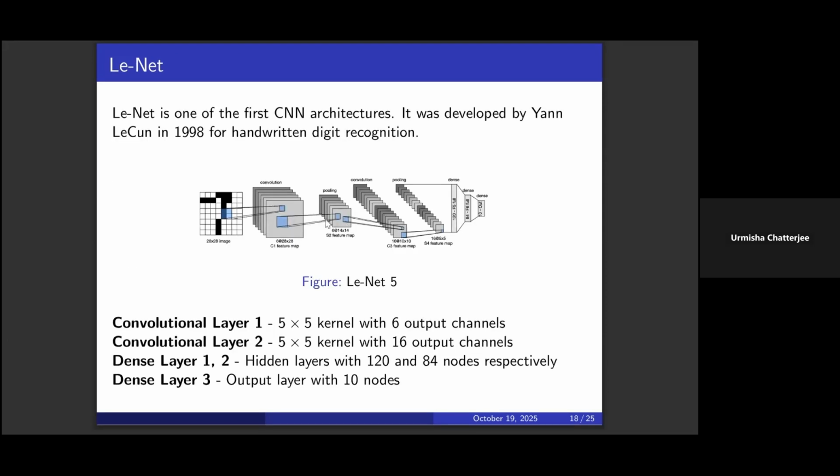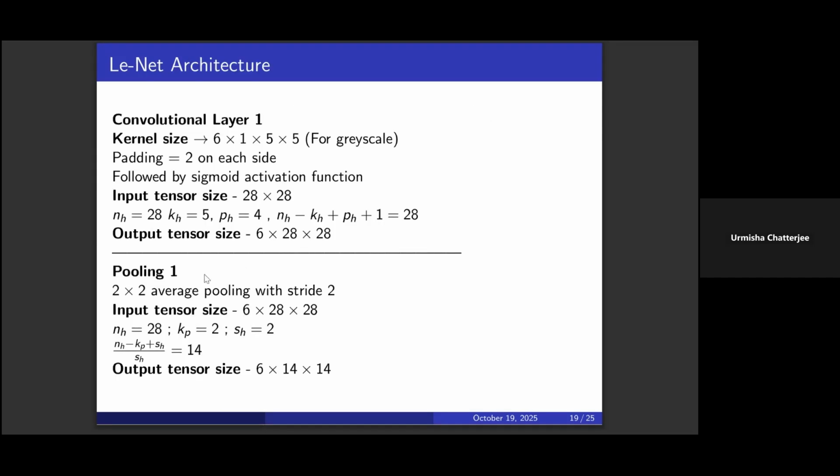So if we go back here, you can see a 28 by 28 image now converted to a 6 by 28 by 28 feature map. After that, it is followed by an average pooling. So what he used was 2 by 2 average pooling with stride of 2.